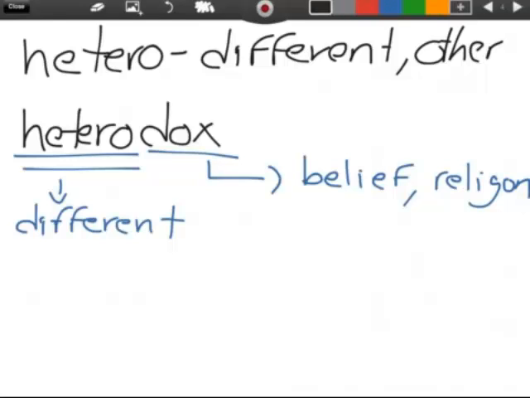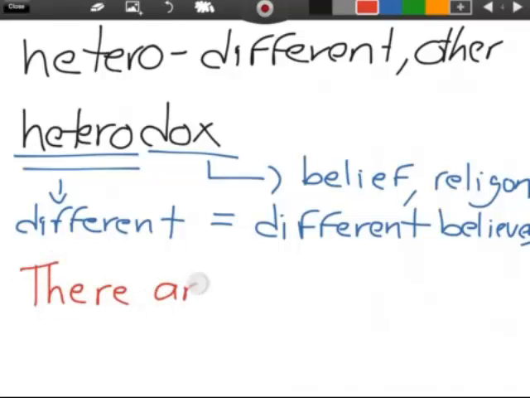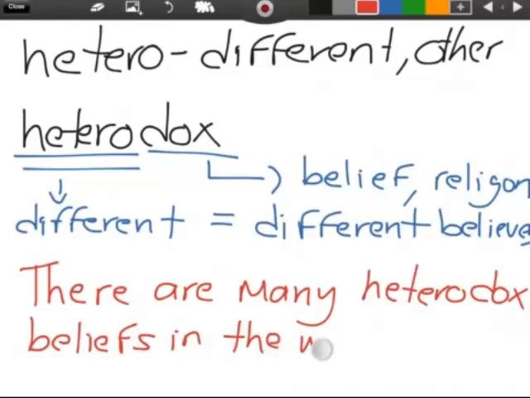When we combine these two words, we get different beliefs. I'm going to go ahead and use this in a sentence. And I'm going to read that to you. There are many heterodox beliefs in the world. Moving on to our next root.